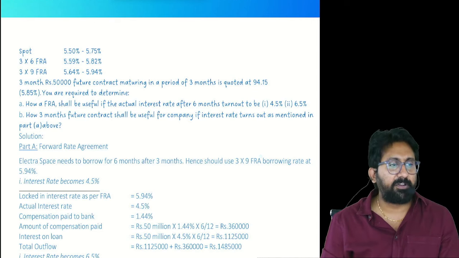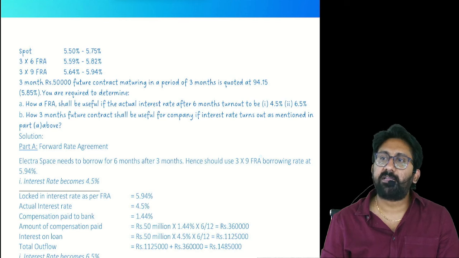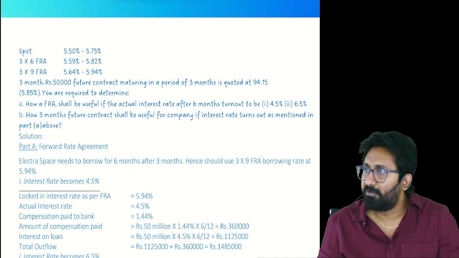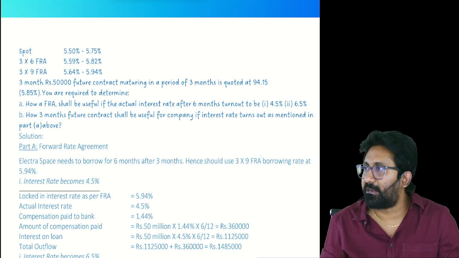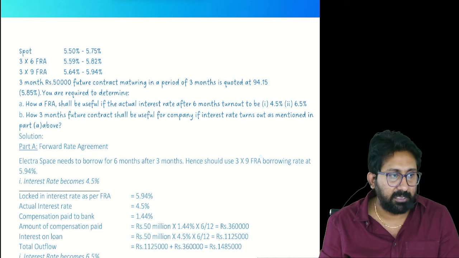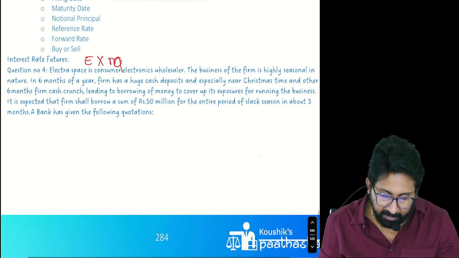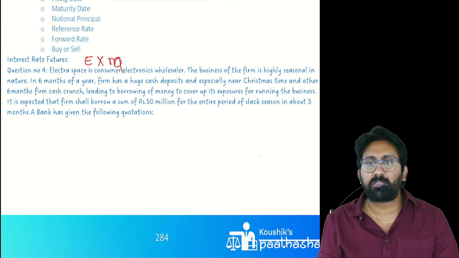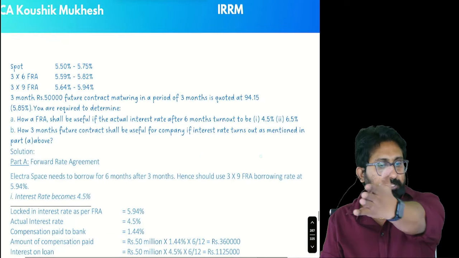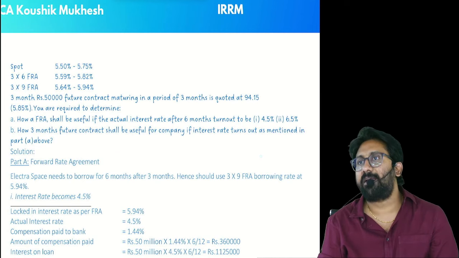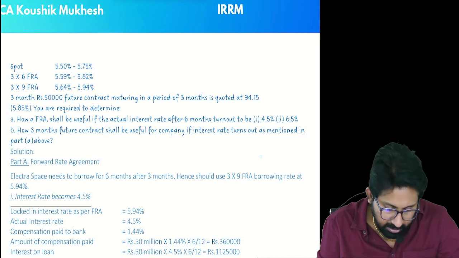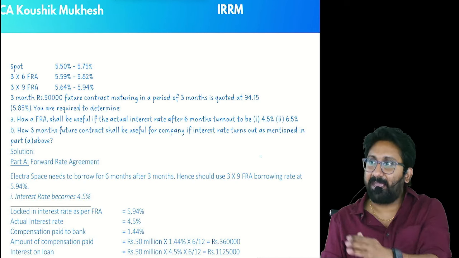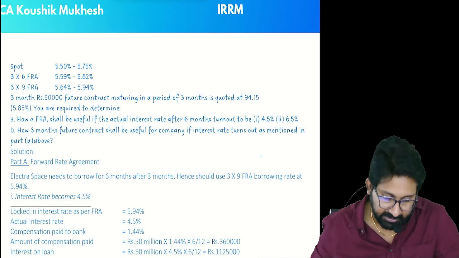What is a 3 month 50,000 future contract? Standardized size is 50,000. Futures are traded in contract sizes. Each contract size is how much? 50,000 rupees. How much money do we require? 50 million, which is 5 crore. 5 crore divided by 50,000 is 1,000 contracts we need to enter. As of now it is a thousand contracts, but this answer is not exactly a thousand contracts. A variety point will come that makes it more than a thousand. We will discuss that.